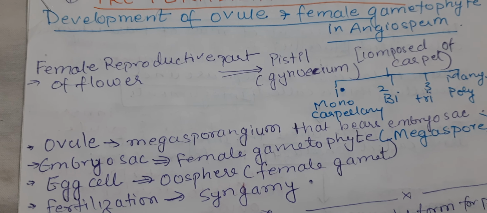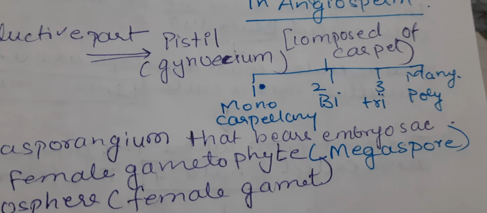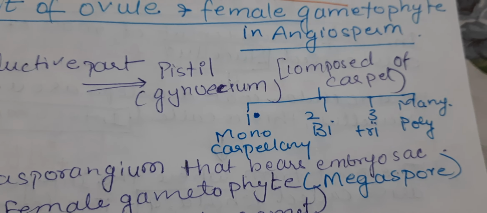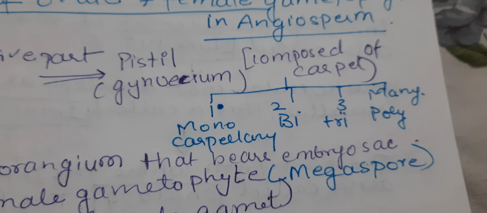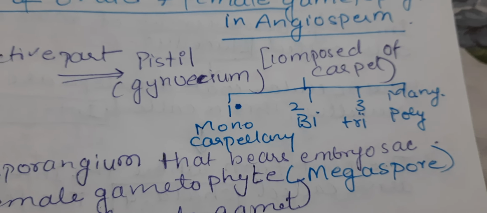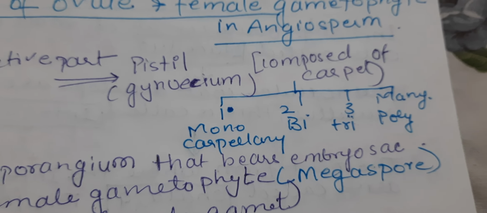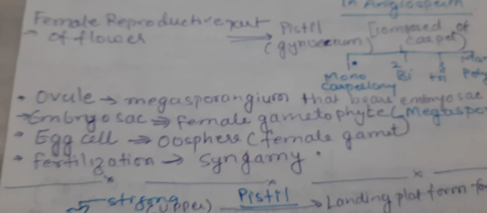The female reproductive part of the flower is called pistil, which is also known as gynoecium, and when it is composed of one carpel, it is called monocarpellary. When it consists of two carpels, it is known as bicarpellary, and three, then it is known as tricarpellary. So carpel is the unit of pistil.